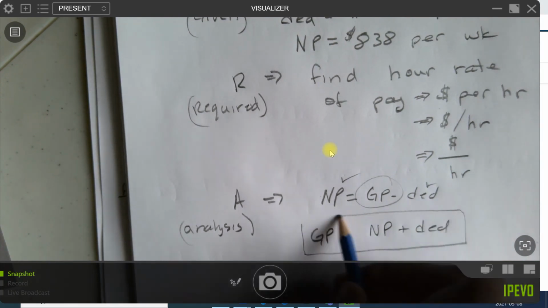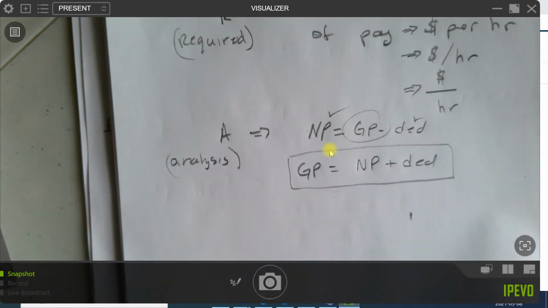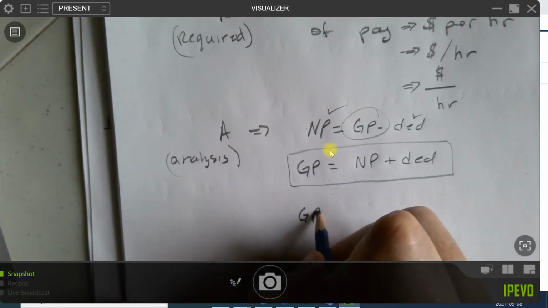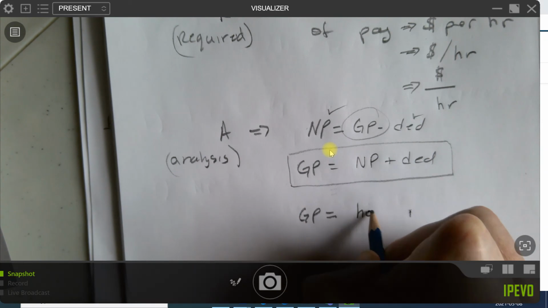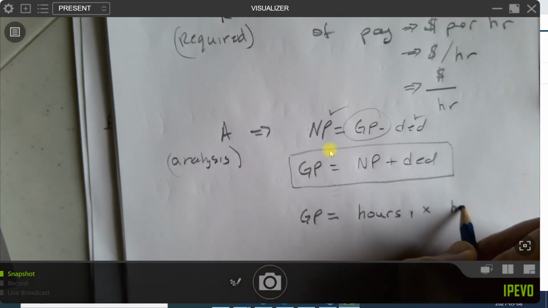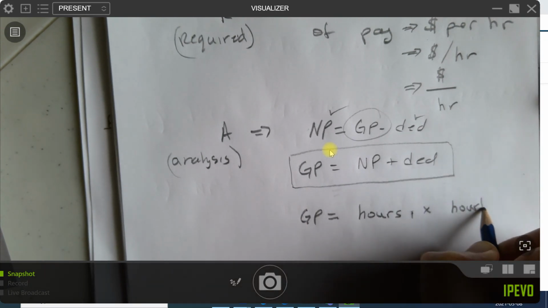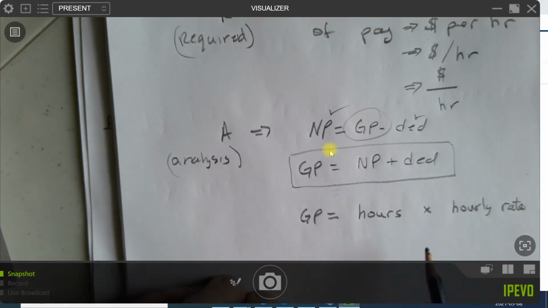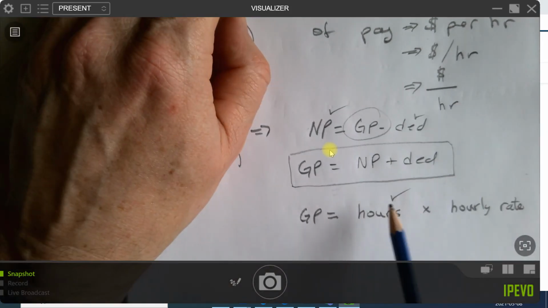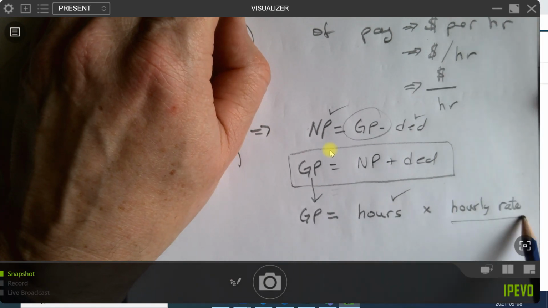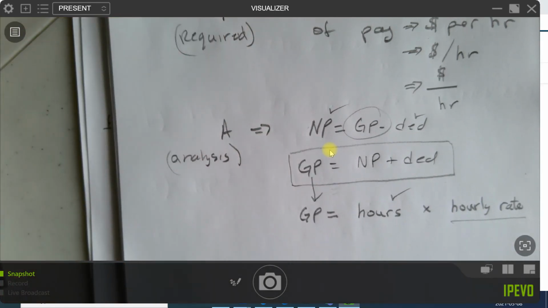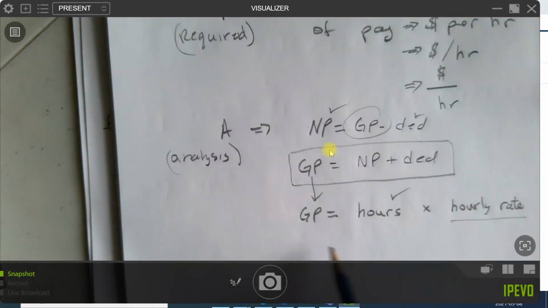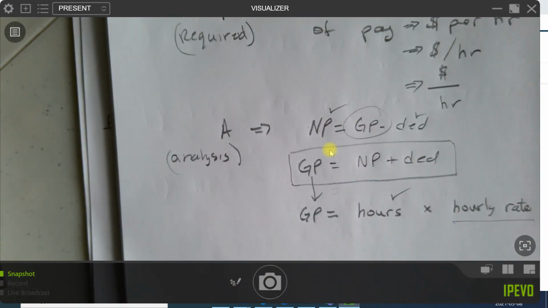So that's our formula. Gross pay is equal to net pay plus deductions. Once we have gross pay, remember what gross pay is equal to. Gross pay is equal to the hours times the hourly rate. Right? And we were given the hours, right? We were given the hours. And if we find gross pay, we can find the hourly rate. That's what we have to find. So this looks like we're on the right track here.